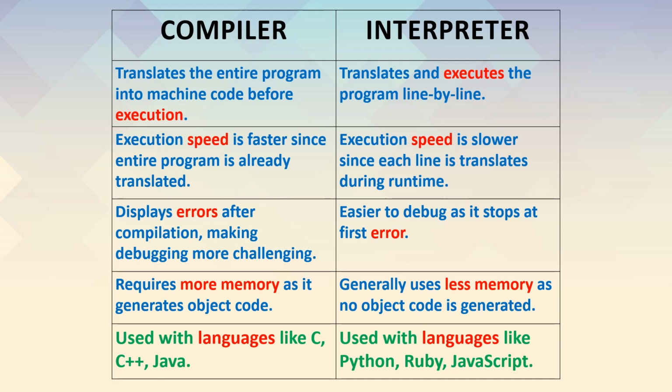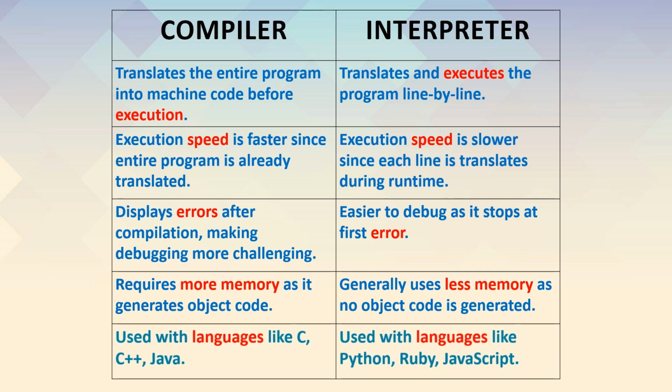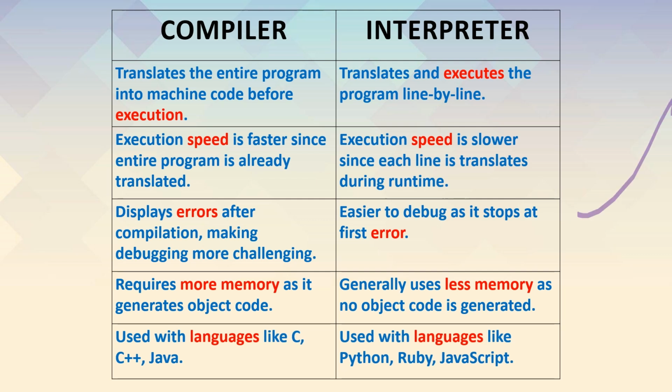Finally, when it comes to the languages, compilers are used with C, C++, and Java, whereas languages like Python, Ruby, and JavaScript use interpreters to translate and execute the code line by line. These points cover how compiler and interpreter works and their differences.